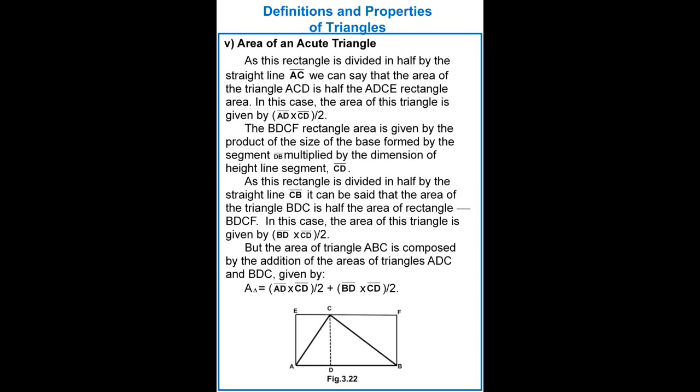But the area of the triangle ABC is composed of the sum of the areas of the triangles ADC and BDC, that is, the sum of the dimensions of the straight line segments AD and BD multiplied by the dimension of the straight line segment CD, that is the height, divided by 2.